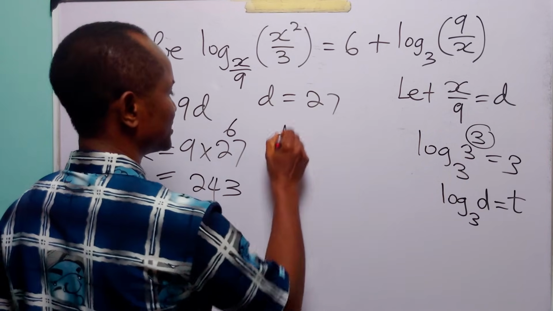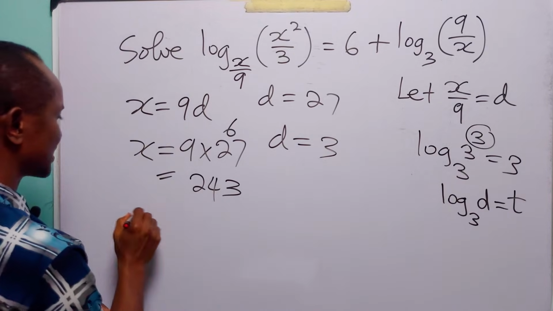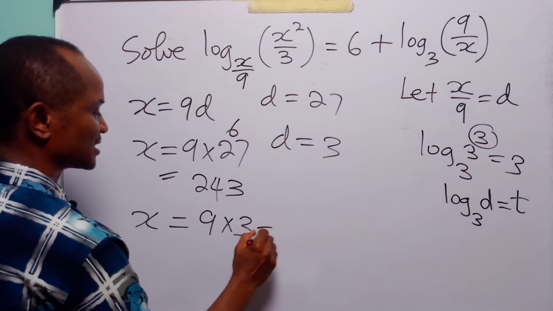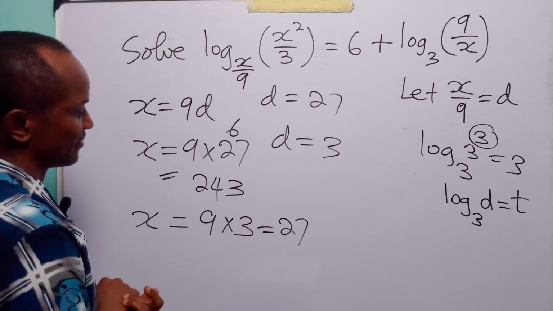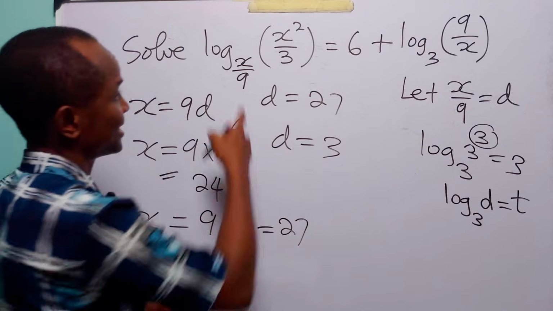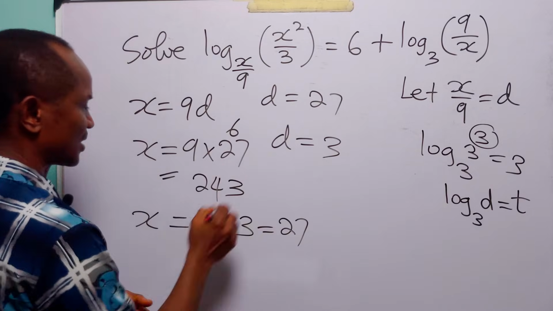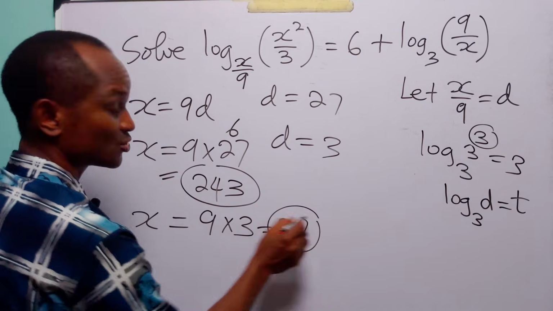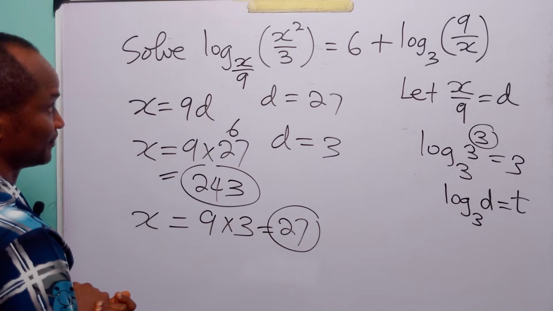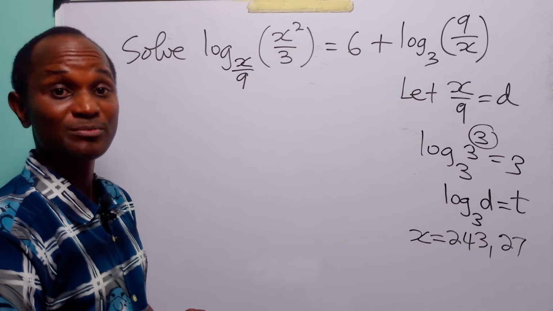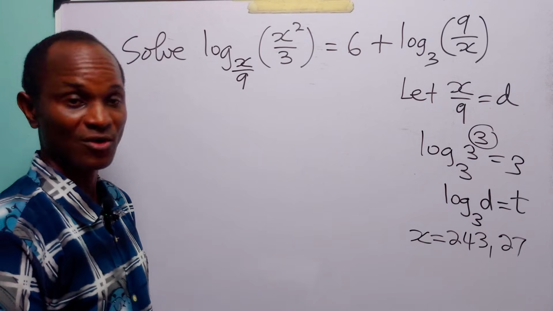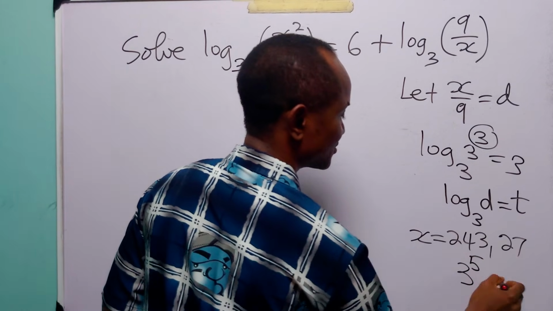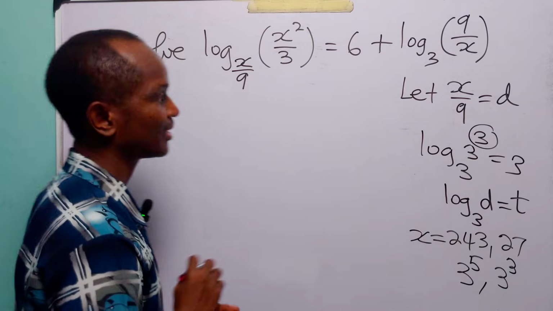And when d is equal to 3, we have that x is equal to 9 times 3, which is equal to 27. So the two values of x that satisfy this logarithmic equation are x equal to 243 and x equal to 27. Now, to check our answer, it would be best for us to work in powers of 3. 243 is 3 to the power 5, while 27 is 3 to the power 3.